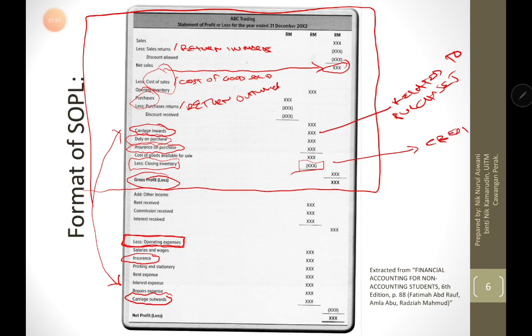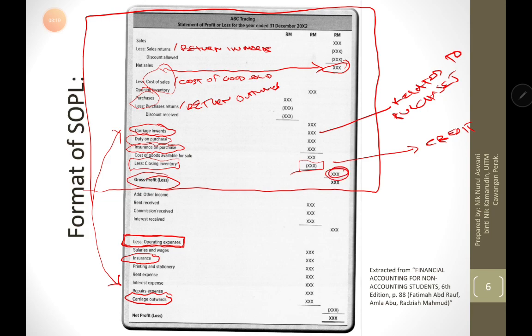Maksudnya bila ada benda yang di luar daripada trial balance, mesti ada debit and credit. So bila closing inventory tu di luar daripada trial balance, dah habis trial balance, dia akan bagi tahu last kali ya, as at the end of the period, the total inventory is berapa. So kita akan debit closing inventory under current asset and credit closing inventory under cost of sales.